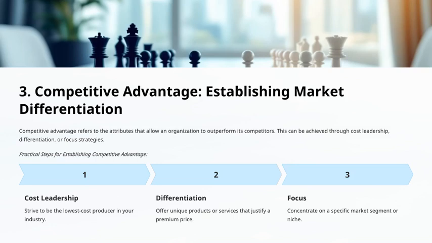Practical steps for establishing competitive advantage: Cost leadership, strive to be the lowest cost producer in your industry. Differentiation, offer unique products or services that justify a premium price. Focus, concentrate on a specific market segment or niche.